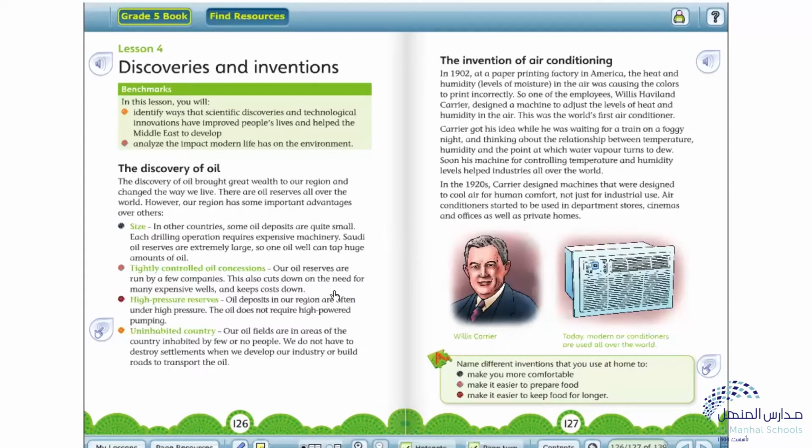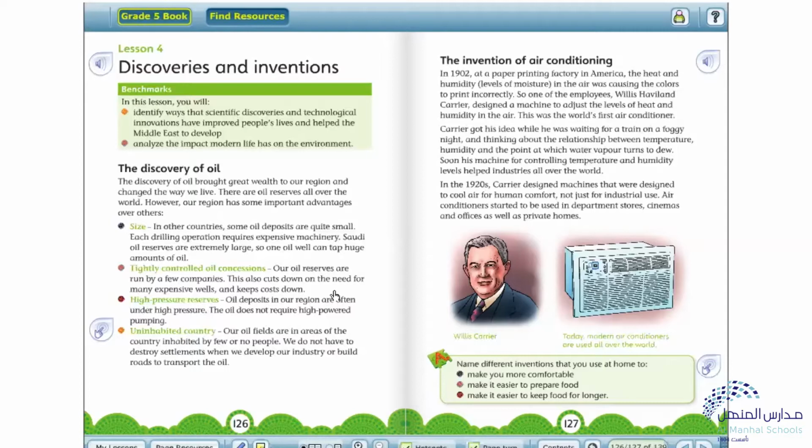So now in this lesson, the students are going to learn about two very important things: first, to identify the ways that scientific discoveries and technological innovations improve people's lives in the Middle East; the second one, to analyze the impact modern life has on the environment. Very important things, discoveries and inventions.